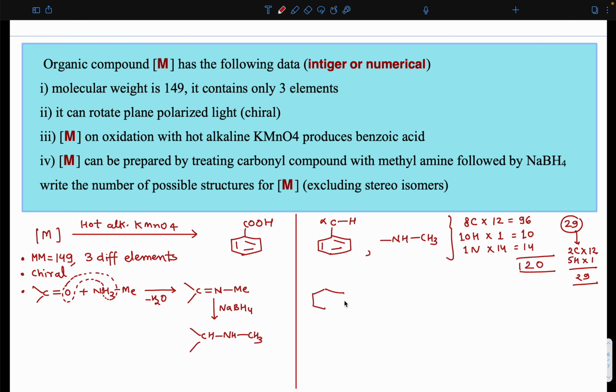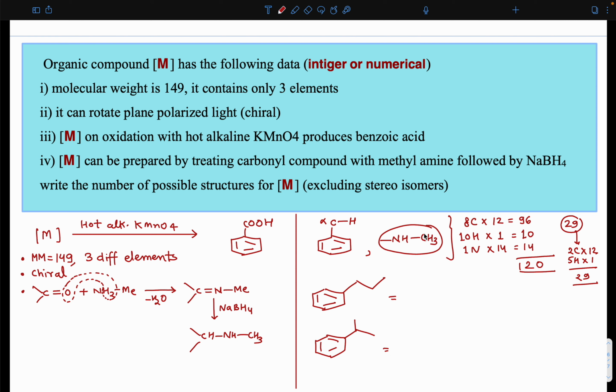Benzene ring is mandatory here. How many overall carbons are there other than the benzene ring and the N-methylamine? 1, 2, 3. So for 3 carbons I can manage a propyl part, n-propyl, or with the chain isomeric condition, isopropyl. So I can manage with these two structures.